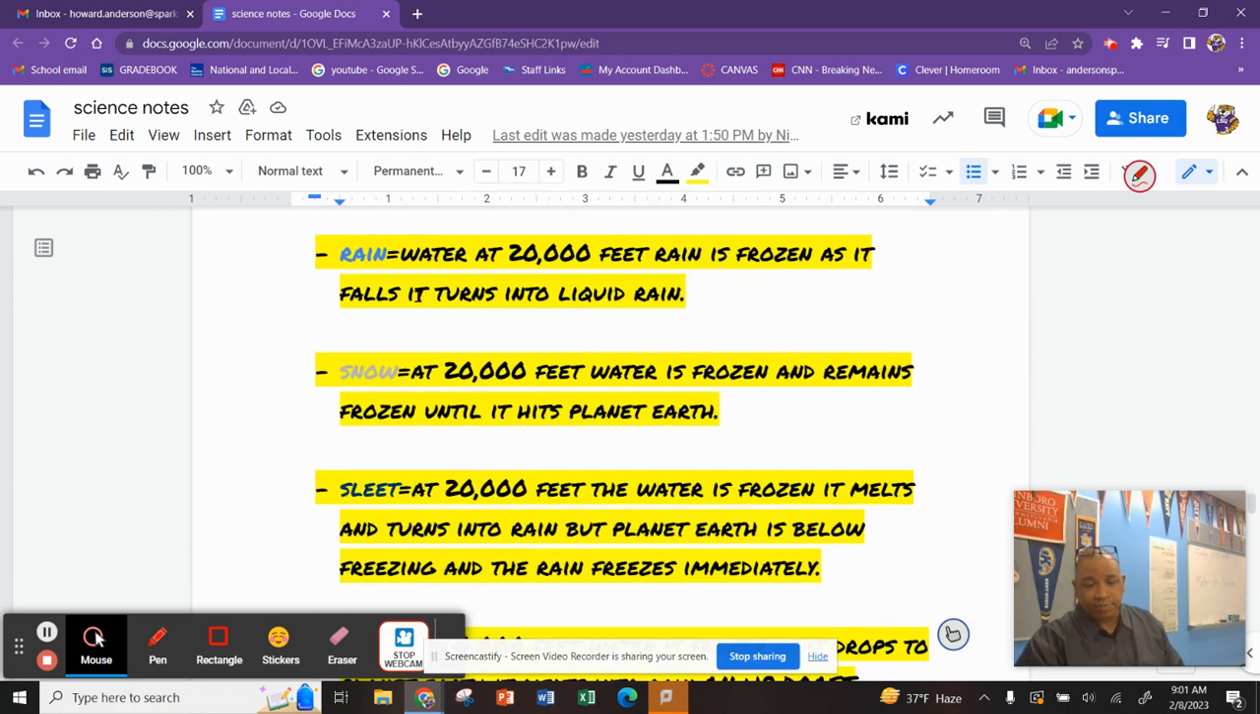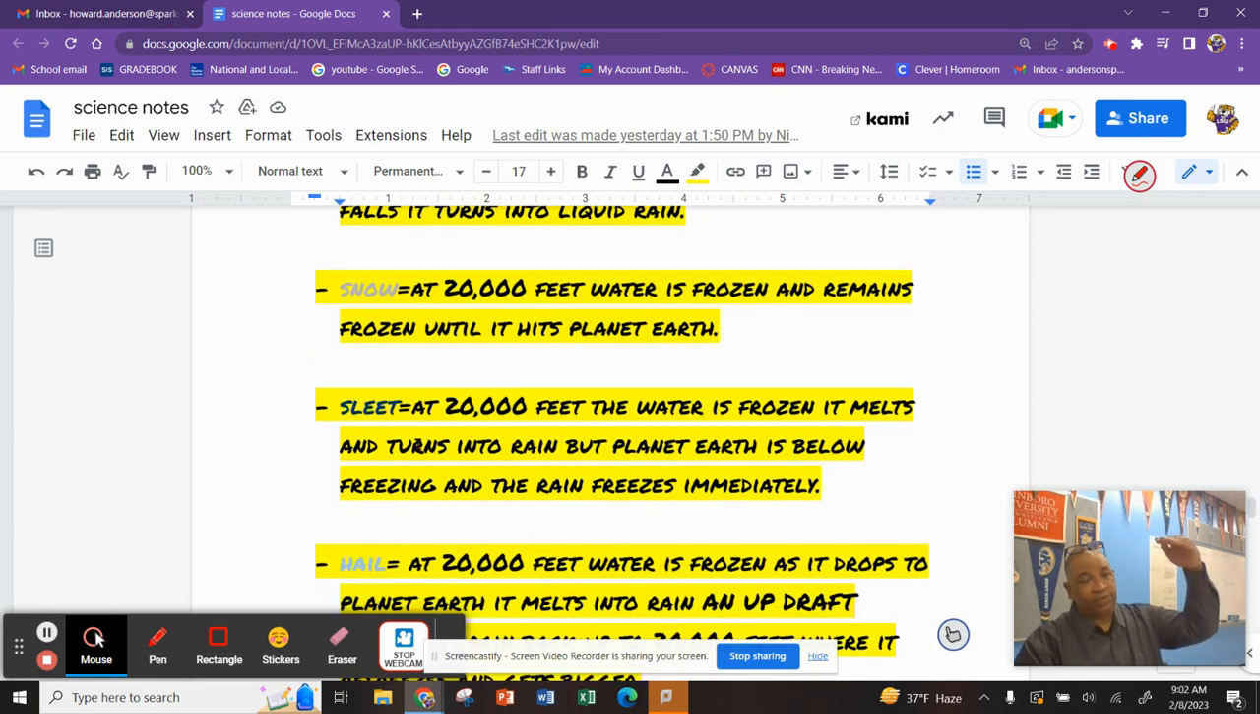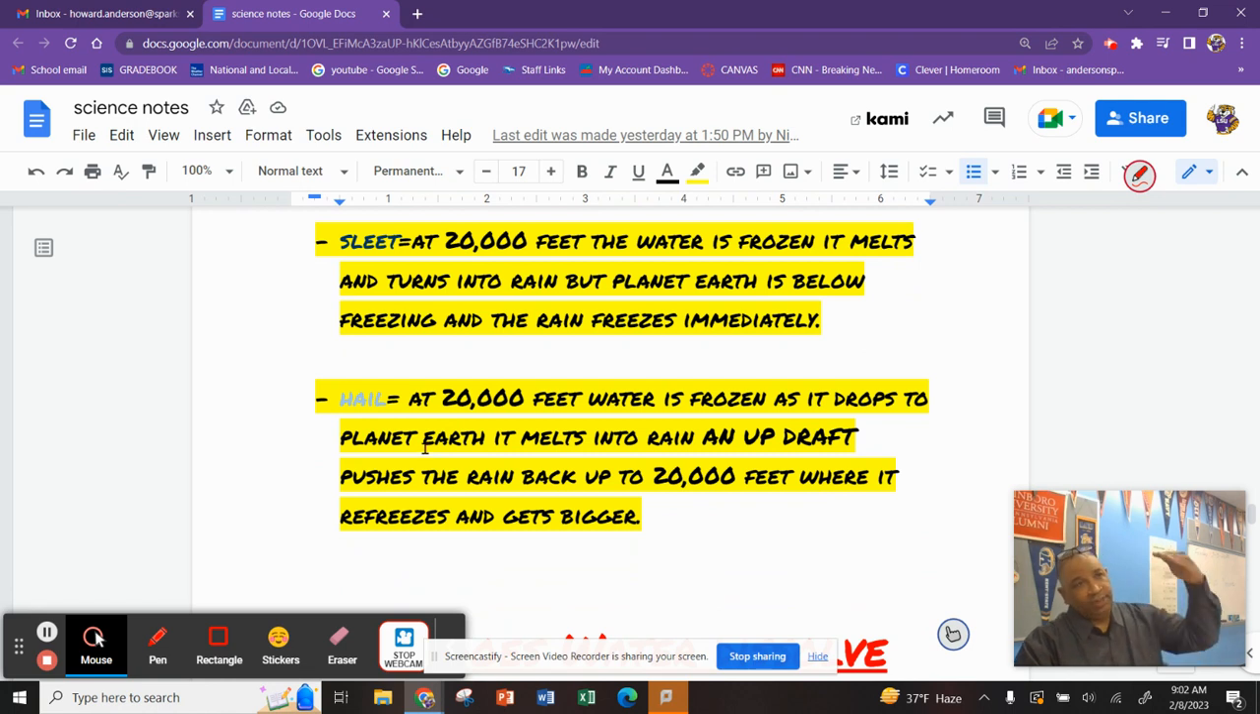Rain, it's water. Know this. Keep in mind, rain, it's frozen when it's in the clouds. As it drops to the surface, it melts, turns into rain. Snow, it's frozen from the clouds to the surface. Sleet, it melts to water, but it unfortunately freezes because the ground temperature of the crust or planet Earth is below 32 degrees at that particular location, and it freezes automatically. Hail, it's frozen as it falls to planet Earth.